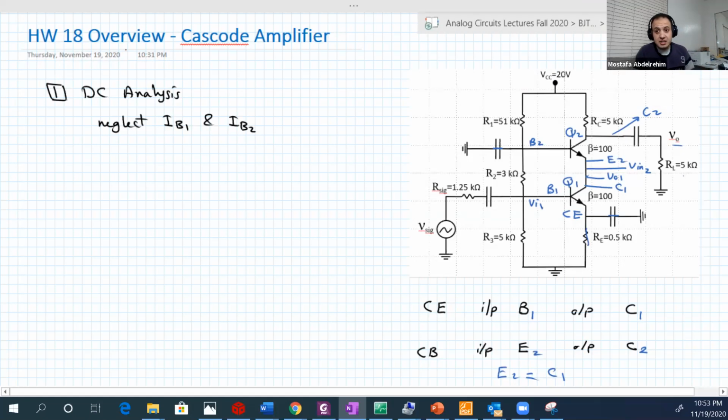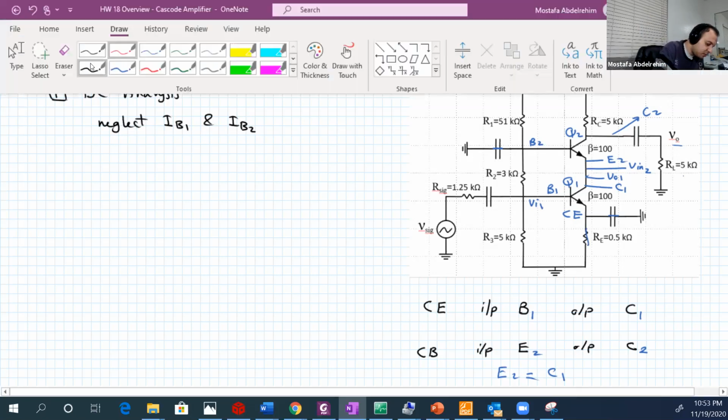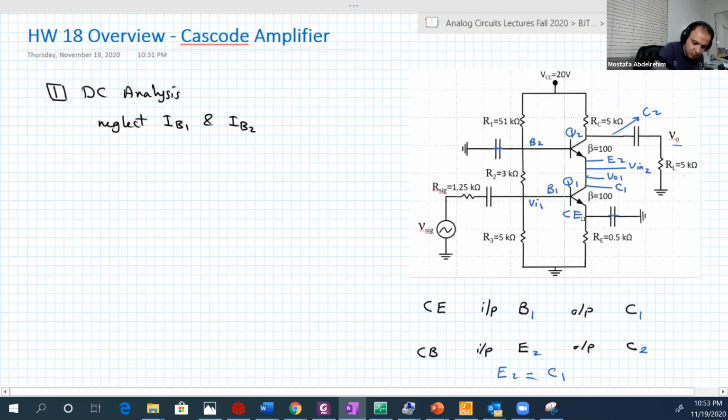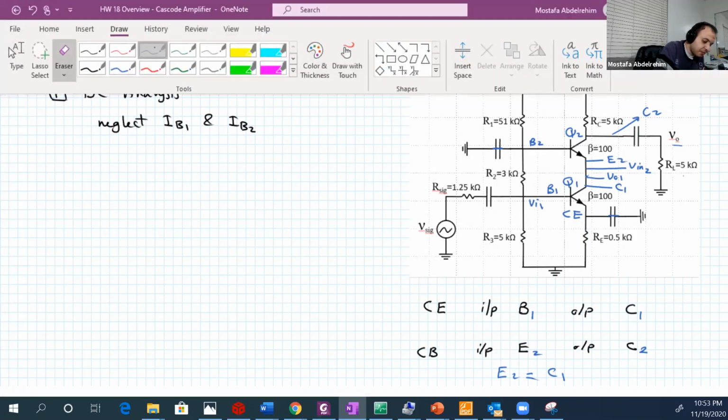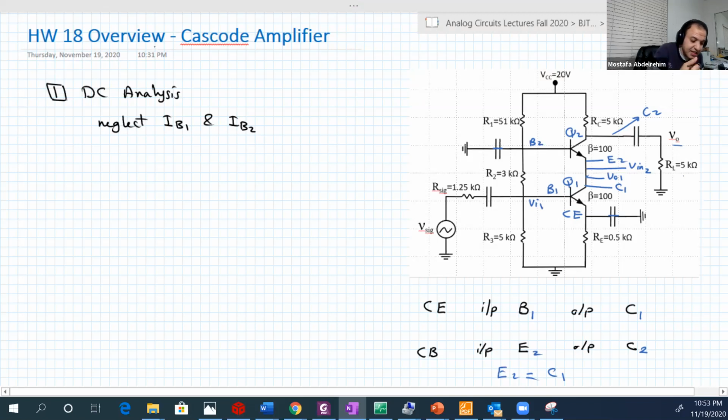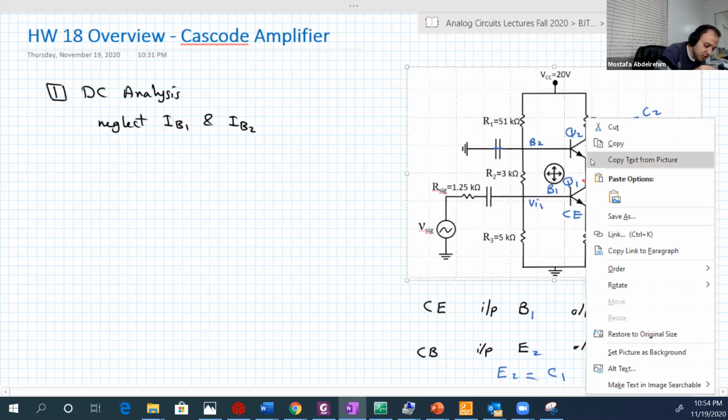Also, to solve it easily, there are some equalities that hold, and they will make your life very easy when you solve. So first of all, as I said, collector 1 is actually emitter 2, the same point. So IC, or IC1, I'm sorry, is actually IE2.